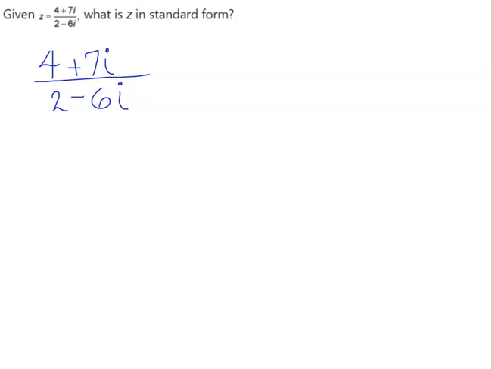So to get rid of it, we're going to multiply the denominator by its conjugate. So the conjugate of 2 minus 6i would be 2 plus 6i. Now, because we're dealing with a fraction, we have to keep it balanced. So whatever you do to the denominator, you also have to do to the numerator. So we're also going to multiply the numerator times 2 plus 6i.